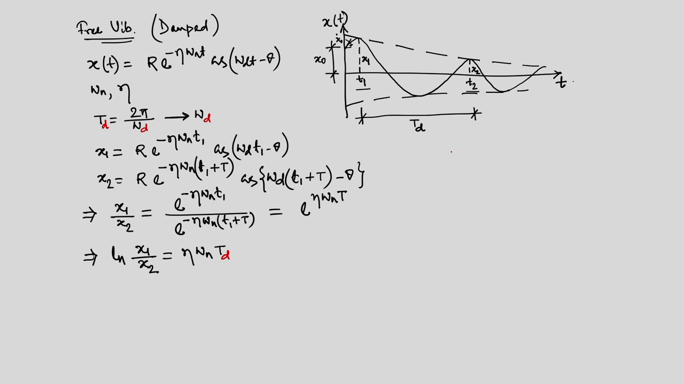Now, what is the relation between omega d and omega n? If you recall, omega d is omega n times the square root of 1 minus eta square. Now, if we find out what omega n times Td is, we have omega n, and in place of Td we can write 2 pi divided by omega d, and in place of omega d we can use the relation omega n times the square root of 1 minus eta square.